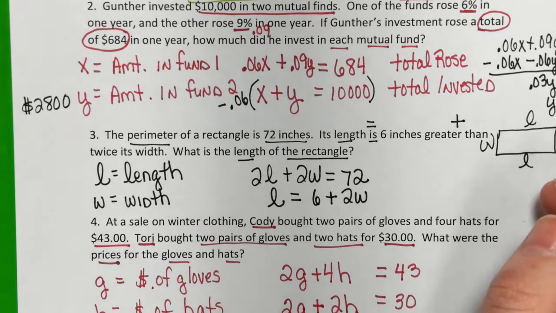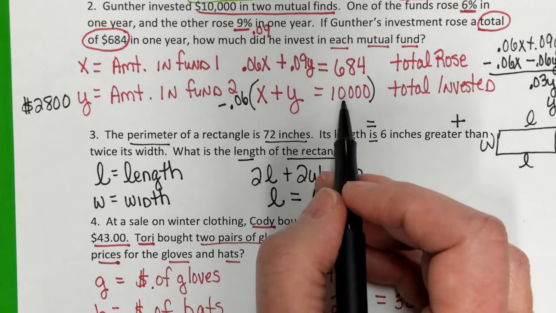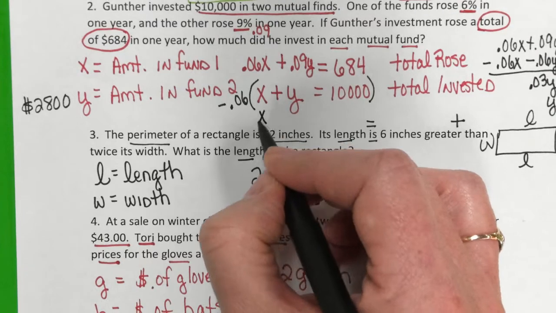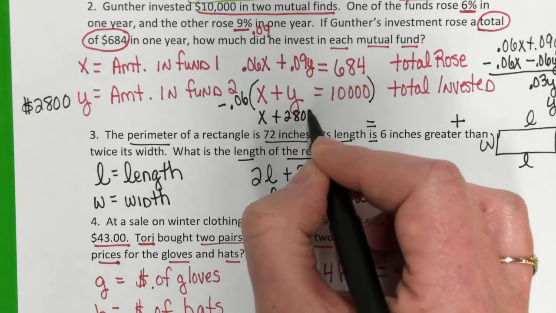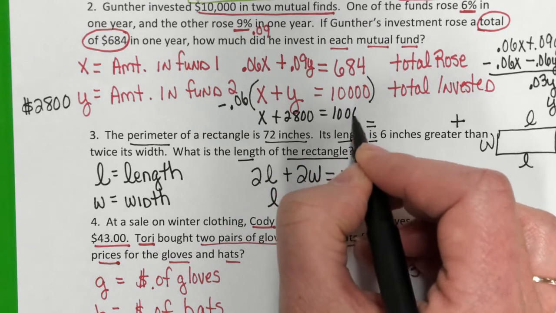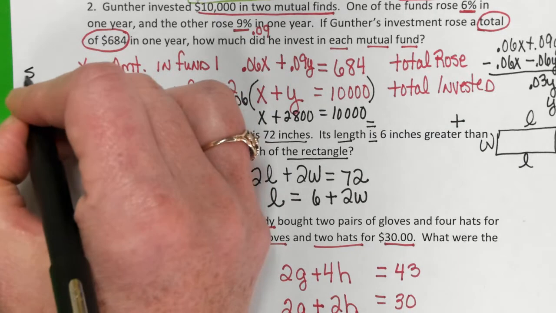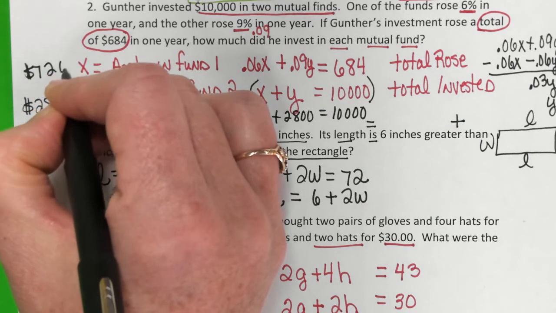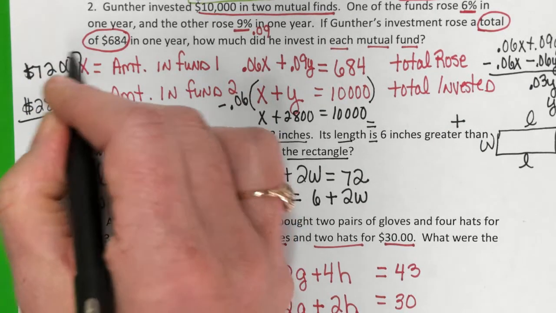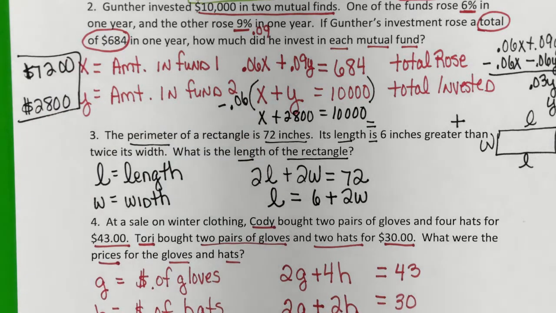And then now remember we need to plug that back in. 2,800, we've got x plus 2,800 equals 10,000. And if I do 10,000 minus 2,800, I get that Fund 1 has 7,200. Okay?